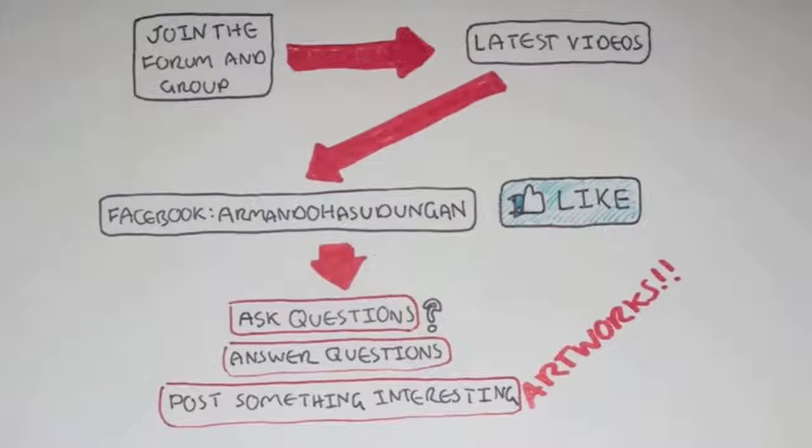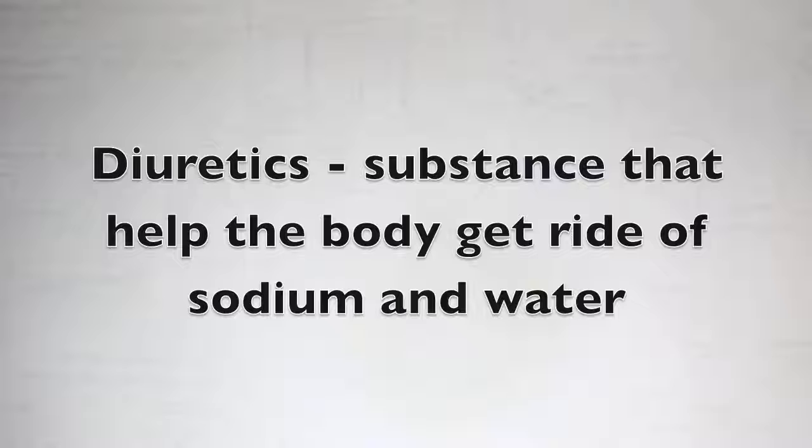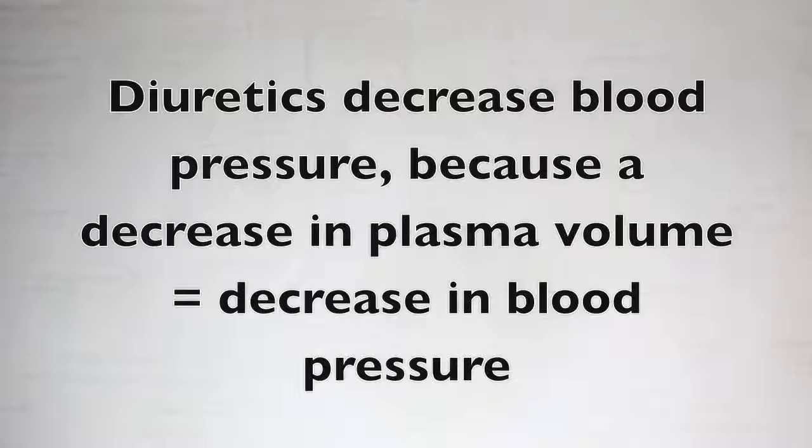In this video, we're going to look at diuretics. Diuretics work on the kidneys, the nephrons of the kidneys. What are diuretics? Well, diuretics are substances that help the body get rid of sodium and water. Diuretics decrease blood pressure because a decrease in plasma volume, a decrease in water, equals a decrease in blood pressure.